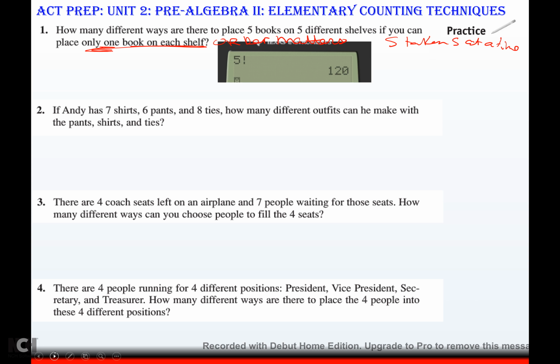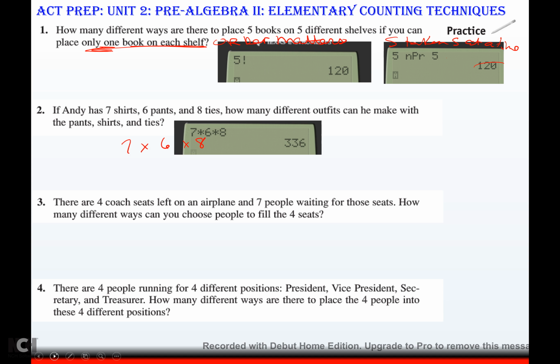So I can do the factorial, or I can do the 5 NPR 5, and you get 120. Number 2, if Andy has 7 shirts, 6 pants, and 8 ties, how many different outfits can he make with the pants, shirt, and ties? This is like the yogurt cone. You have 7 shirts, so 7 choices for shirts, times 6 choices for pants, times 8 choices for ties, and you get 336 possibilities.